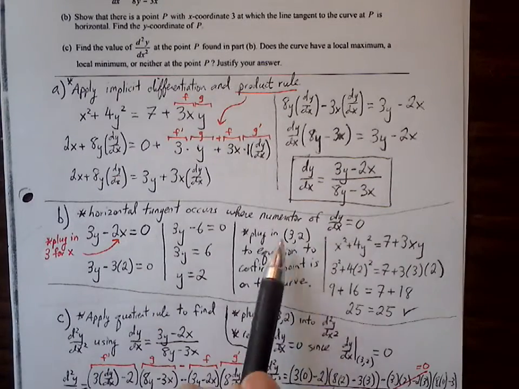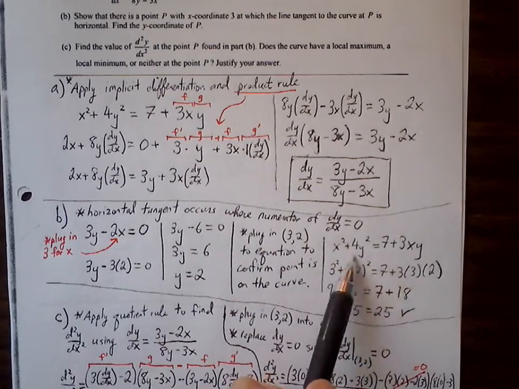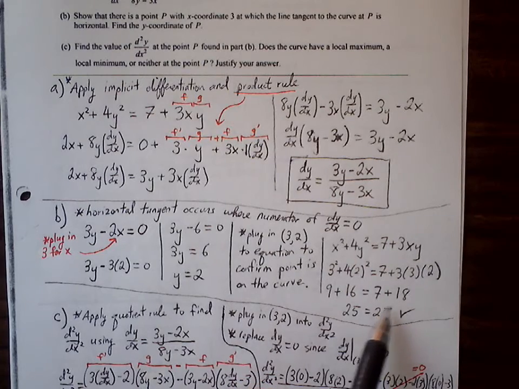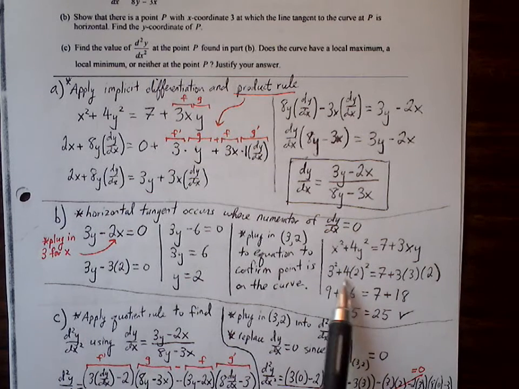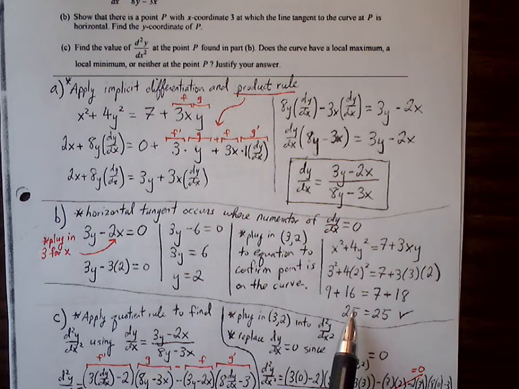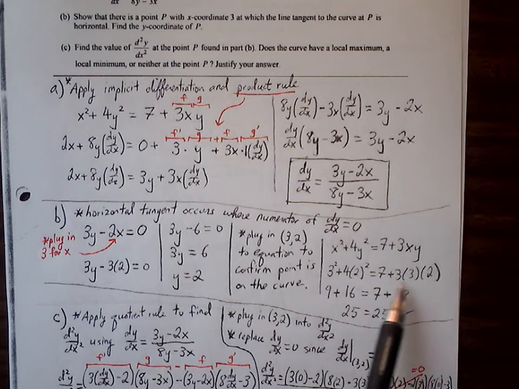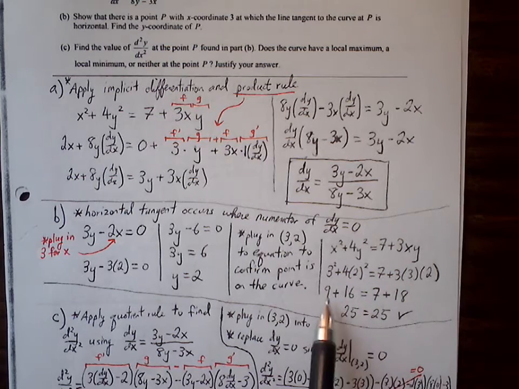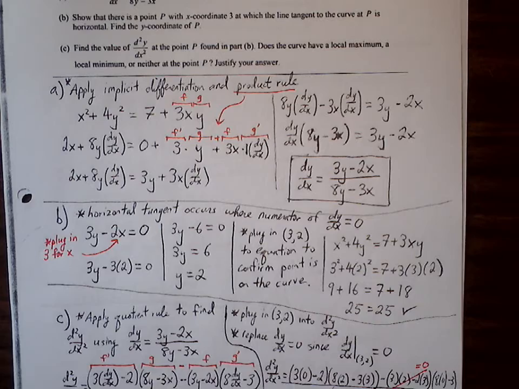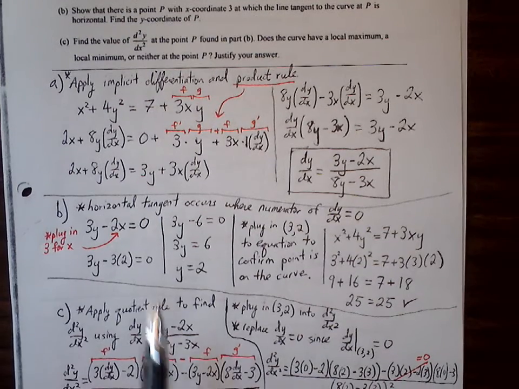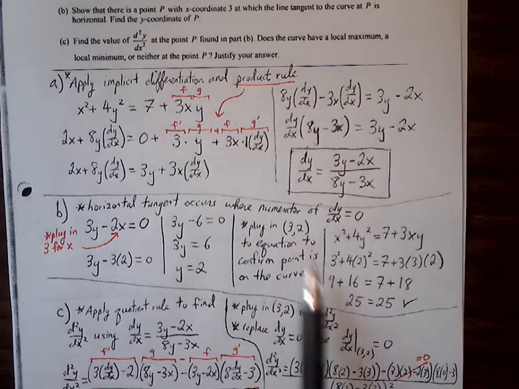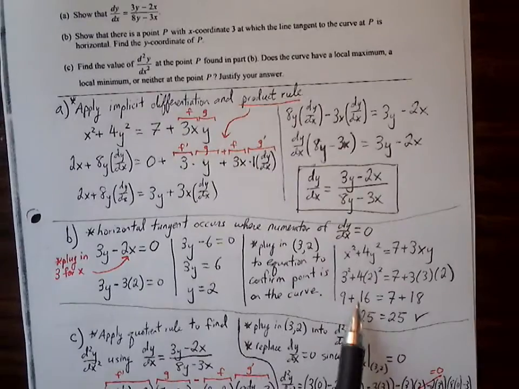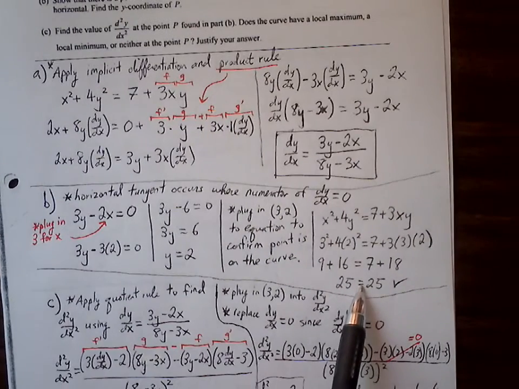So that means if I plug 3, 2 into both sides of my original equation, I should be able to arrive at something that is a true statement. So I can plug 3 for x, 2 in for y. We get 9 plus 16 equals 7 plus 18. And that does equal 25 on both sides. So we know that what we found from the horizontal tangent is confirmed with actually being a point that sits on the graph.